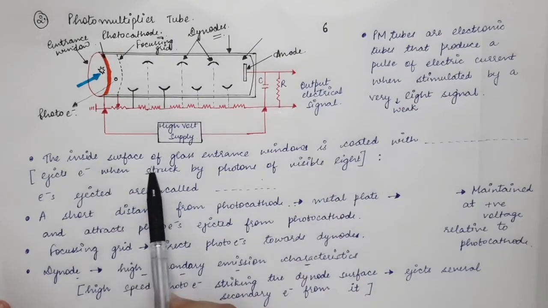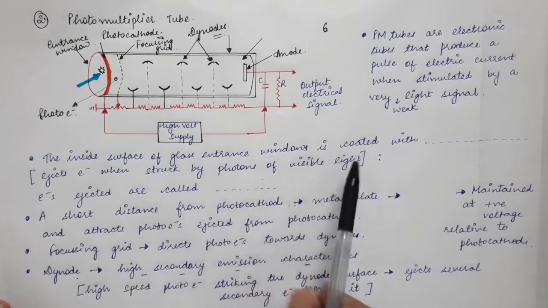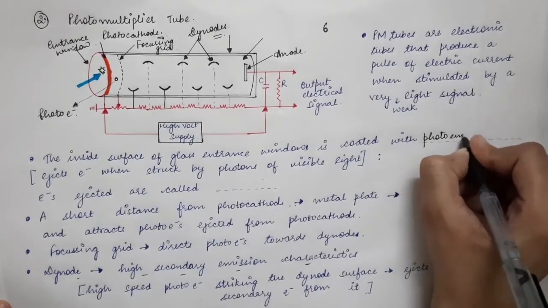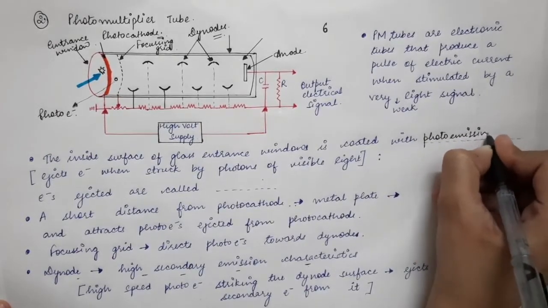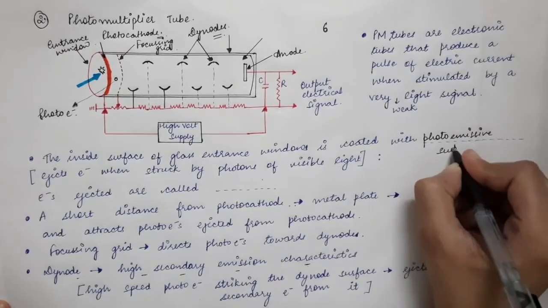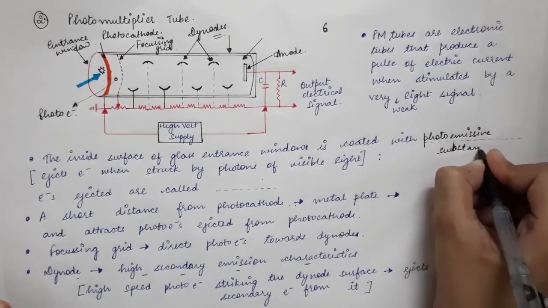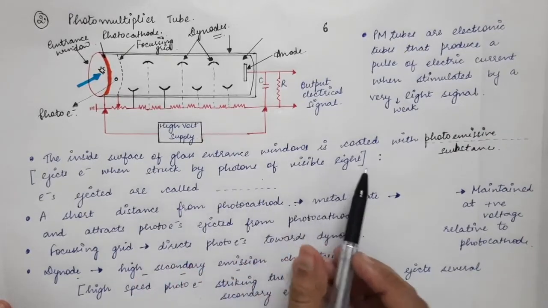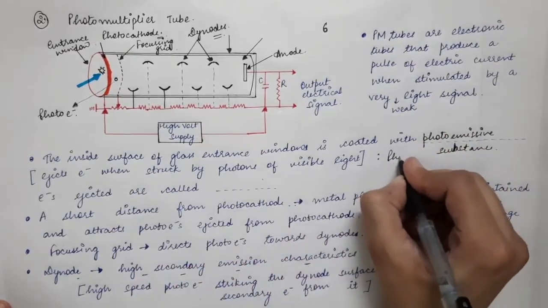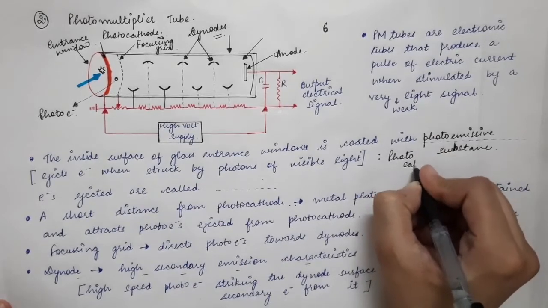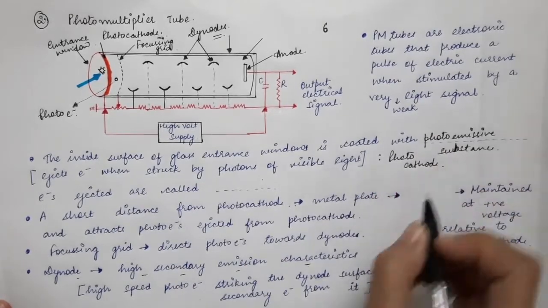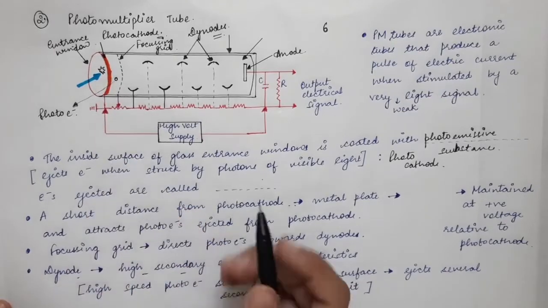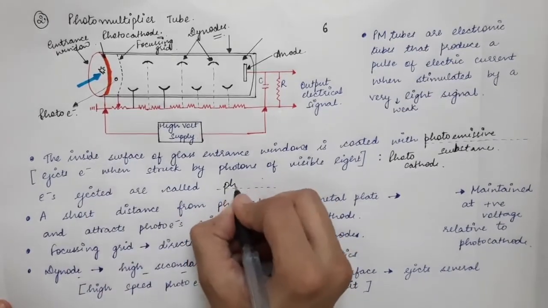So the inside surface of the glass entrance window is coated with a photoemissive substance. Now this substance emits electrons when struck by photons of visible light, and it acts as photocathode. The electrons which are ejected from this photocathode are called as photoelectrons.